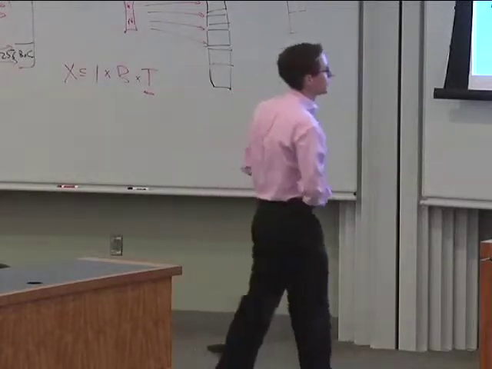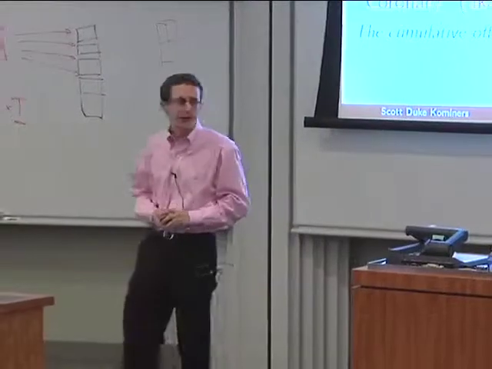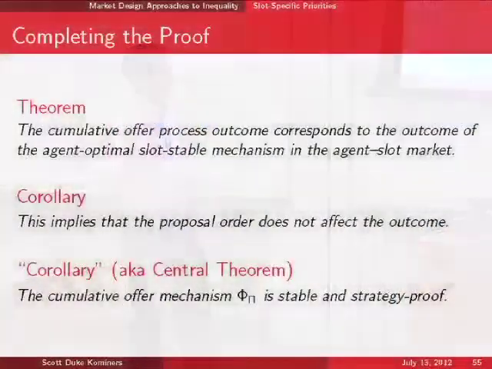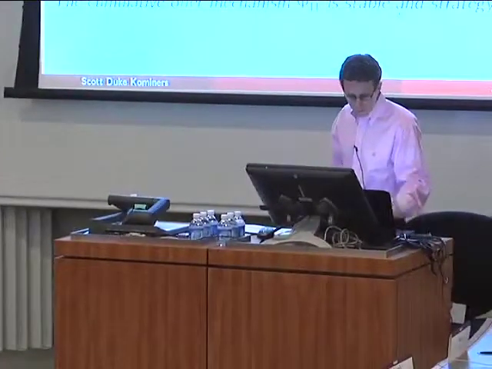But nevertheless, we can sort of build a different matching market. And here you have to do some theory lifting. We show that the cumulative offer process outcome is actually the same as running the student optimal stable mechanism in a different market, sort of an imaginary market where we fully disaggregate the slots. This tells us that the proposal order doesn't affect the outcome. So I just said some student proposes. It turns out not to matter which one. And we get that the cumulative offer mechanism is stable and strategy proof. OK.